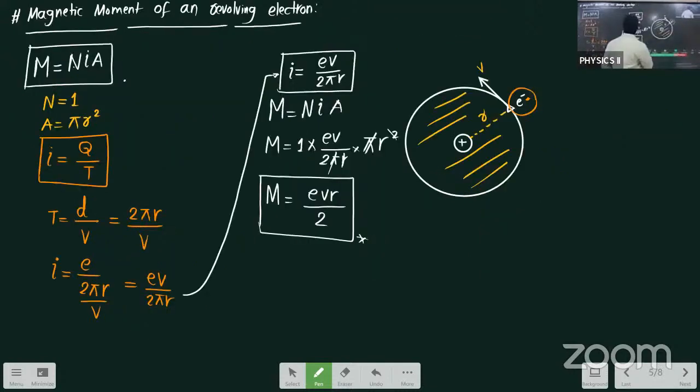We have discussed the magnetic moment of a revolving electron. As the electron revolves around the nucleus, it constitutes some current. Due to that current, a magnetic field will be created and it will have some magnetic dipole moment. We are supposed to determine the magnetic dipole moment of that revolving electron. The formula is M = NIA, where N represents the number of turns, I the current, and A the area. We determined the value of I, and we know that the area of a circular loop is πr², and substituting these values, finally we get M = evr/2.